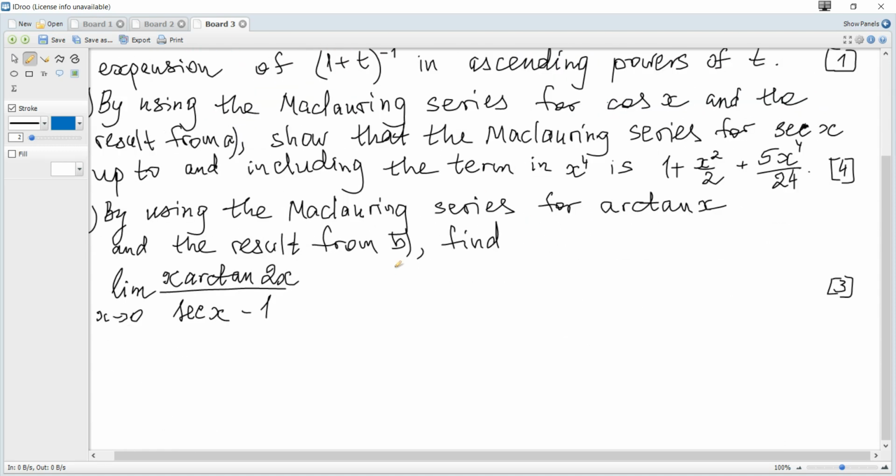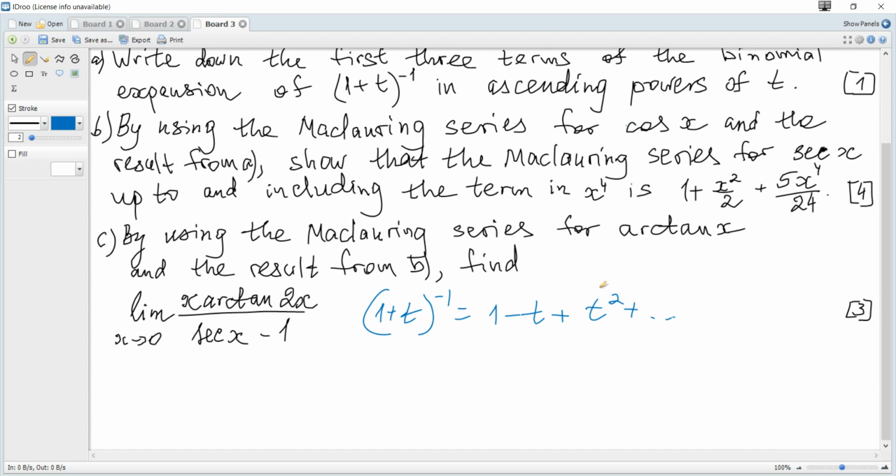So (1 + t)^(-1) becomes 1 + nx, so it's -1t, plus n(n - 1) over 2 times x squared, which is t squared here, and we can see that it's just plus t squared and plus so on.